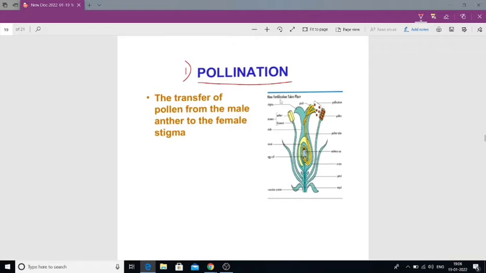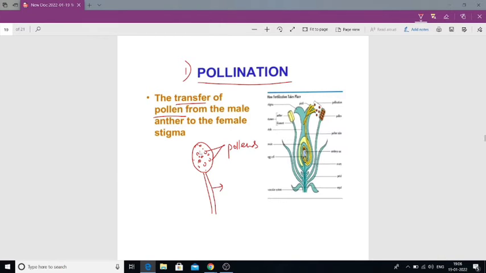So what does pollination mean? Pollination is the transfer of pollen. Just now I told you, inside the anther there are many teeny structures present. These structures are known as pollen grains. So these pollen grains are inside the anther, and there is the filament, right?